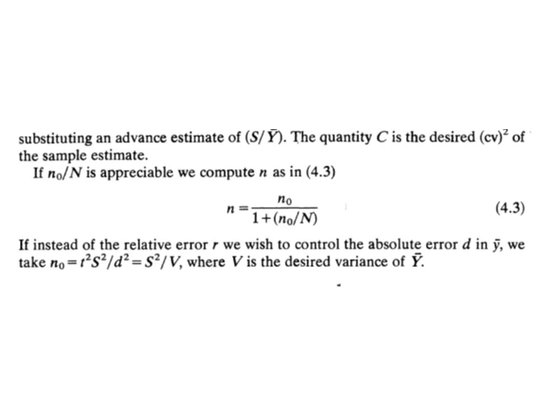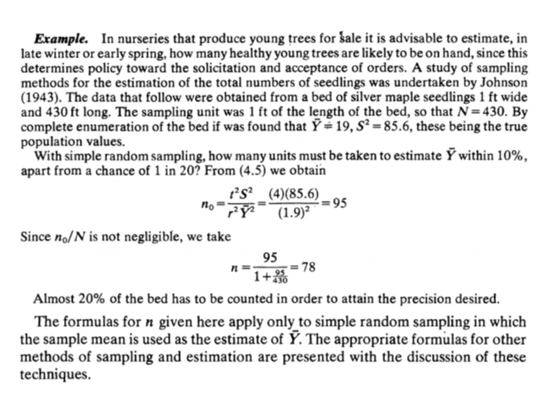Instead of the relative error r, we may wish to control the absolute error d in y bar. We take n naught equal to t squared s squared over d squared, which is equal to s squared over v, where v is the desired variance of y bar.